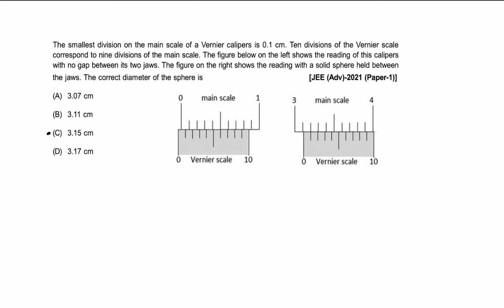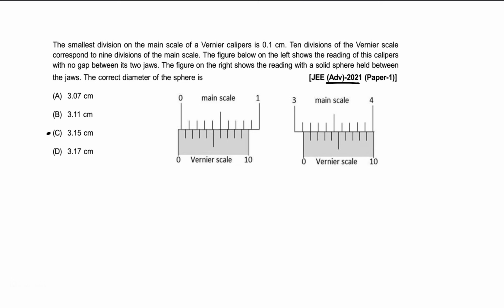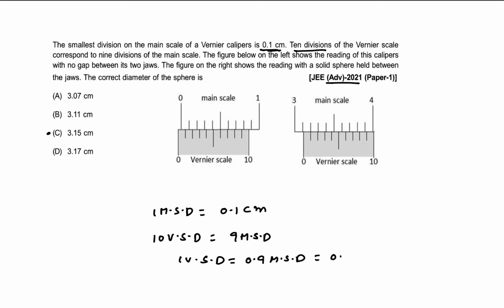Next one, in 2021, they have asked a question. One more question is there. The smallest division on the main scale on vernier calipers is 0.1 centimeters, meaning 1 MSD value they have given 0.1 centimeter. The 10 divisions on the vernier scale, 10 VSD, is equal to 9 MSD. So you can write 1 VSD value is equal to 0.9 MSD, again you can write 0.09 centimeters. Why? Because 1 MSD is 0.1 centimeter.